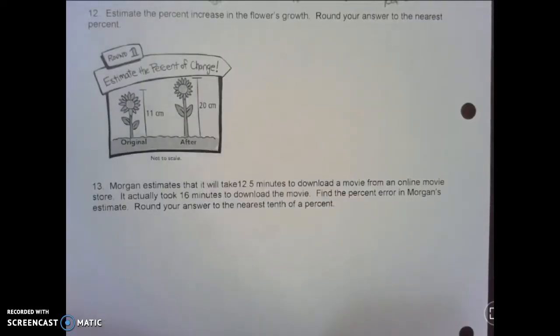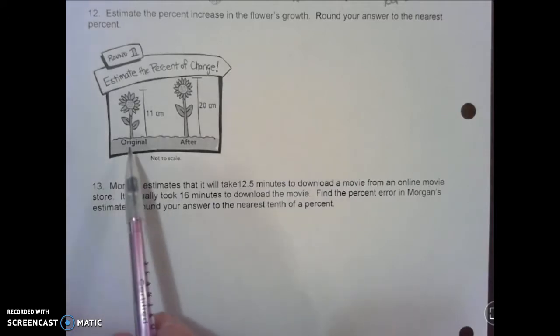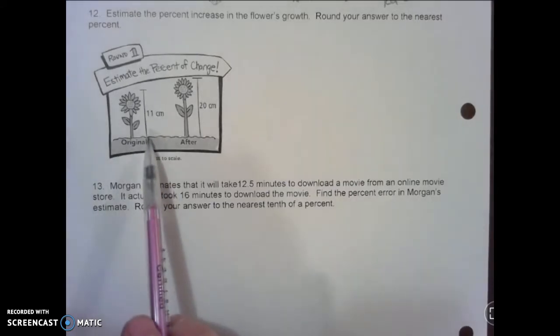In question 12, we're asked to estimate the percent increase in the flower's growth. Round your answer to the nearest percent. Looking at the original picture of our flower, it was 11 centimeters tall. And then after it's grown to a size of 20 centimeters. We want to know what the percent increase was in the flower's growth. So again, we're going to start with our formula. Change is equal to the percent times the original value. I don't know what the change is, but I can calculate it. It was 11 centimeters, now it's 20 centimeters. 20 minus 11 is 9. It has grown 9 centimeters, and so that's going to be my amount of change.